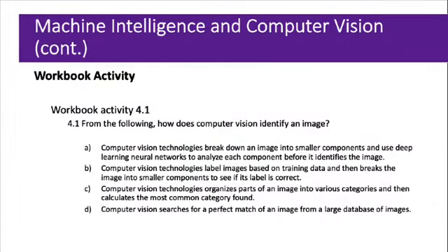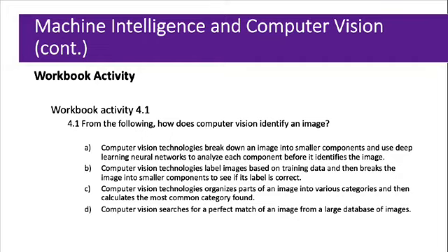Taking Table 4.1 into account, answer the succeeding question in the associated workbook. Workbook Activity 4.1. Question 4.1. From the following, how does computer vision identify an image? A. Computer vision technologies break down an image into smaller components and use deep learning neural networks to analyze each component before it identifies the image.